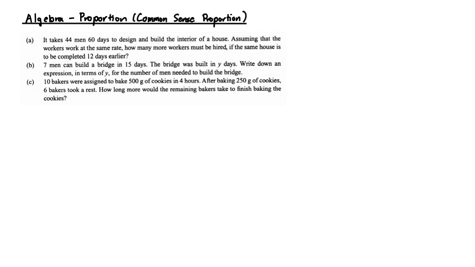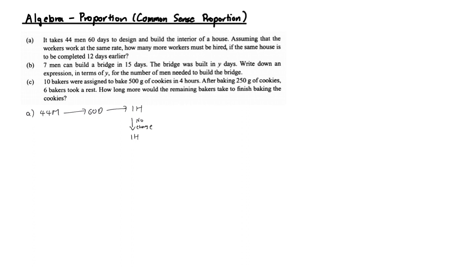Okay, so last 3 questions here, A, B, and C. I'm going to show you how to do them all with the common sense method. So let's start with A. It takes 44 men 60 days to design and build the interior of 1 house. So 44 men, 60 days, 1 house. Assuming that the workers work at the same rate, how many more workers must be hired if the same house is to be completed 12 days earlier? So this is still 1 house, no change here. Now I want to complete it 12 days earlier. That means I only want to take 48 days.